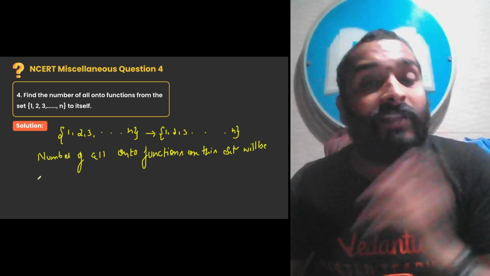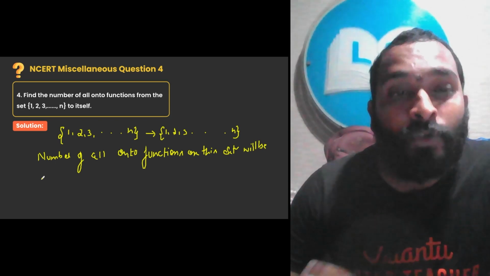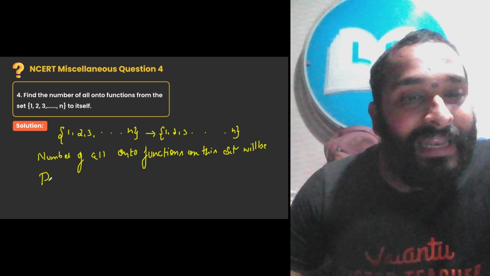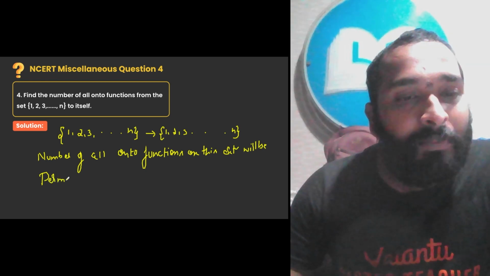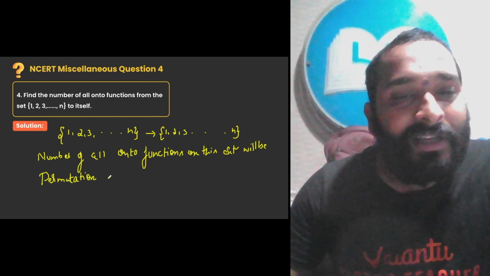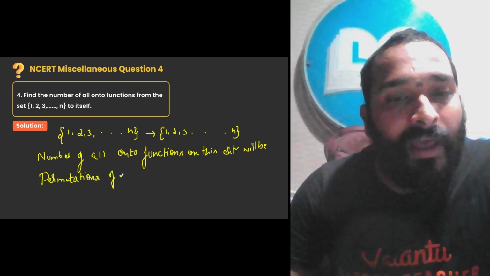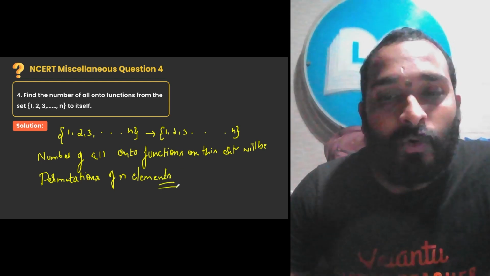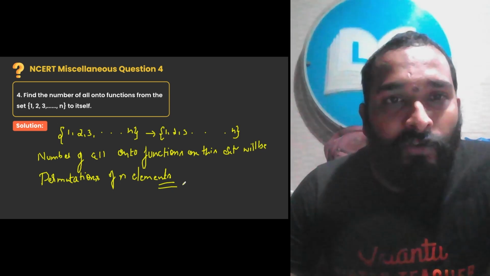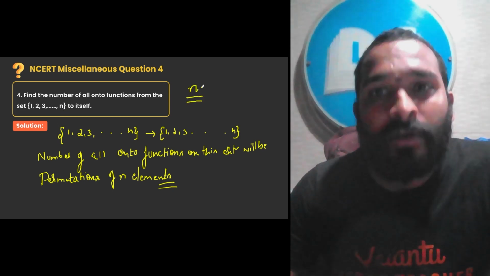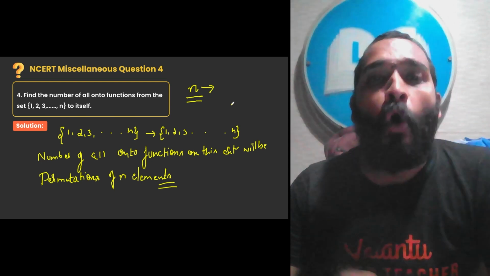You have already studied in grade 11, children. What do we tell? The total number of arrangements is nothing but the total number of permutations of n elements. Permutation is nothing but arrangement. And what is the permutation of n elements? Tell me, children. nPn is n itself. So the total number of onto functions from a set to itself is n. So there are n onto functions possible.